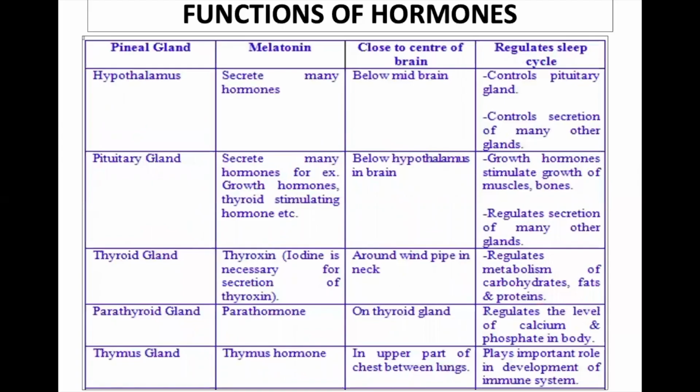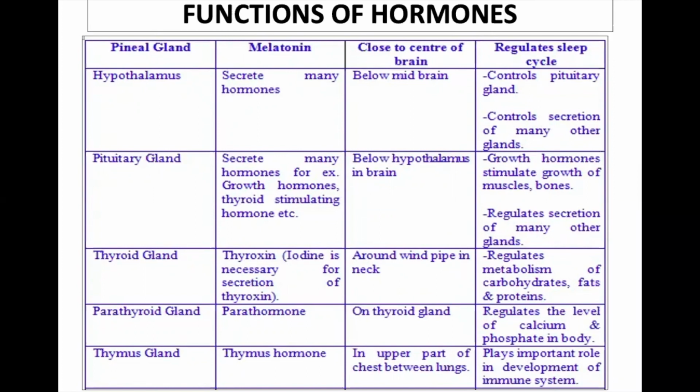These are the various glands, which hormones they are secreting, and their locations and their functions. The hypothalamus secretes many hormones and is located below the midbrain. It controls the pituitary gland and also the secretions of other glands. The pituitary gland secretes many hormones. One is growth hormone, and also many stimulating hormones. One such example is thyroid stimulating hormone, follicle stimulating hormone. The location is below the hypothalamus.